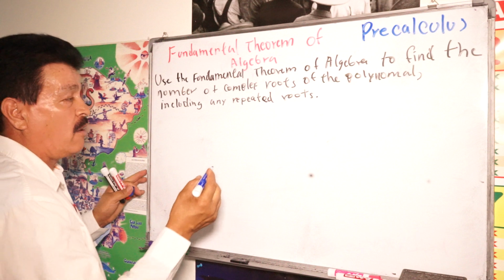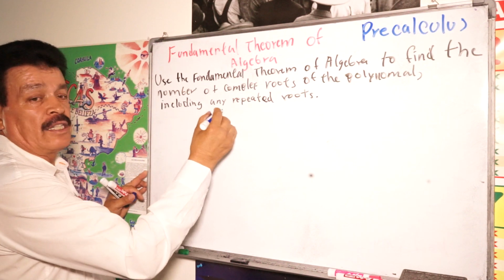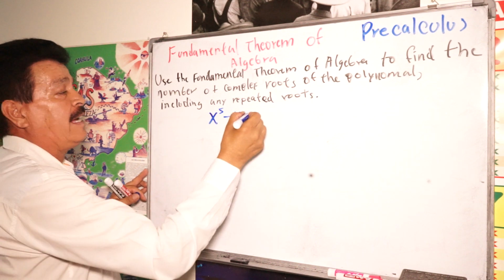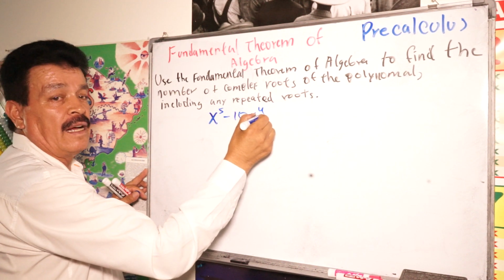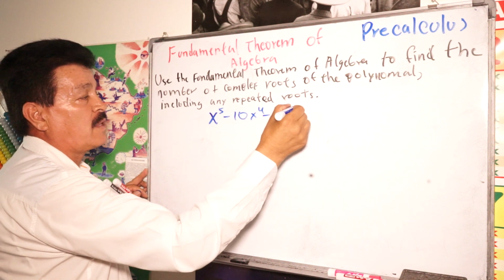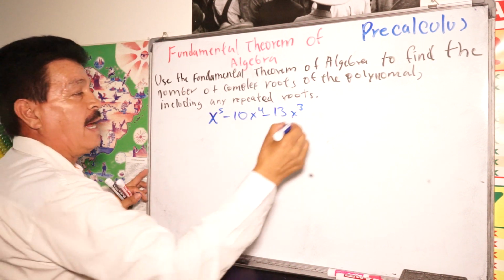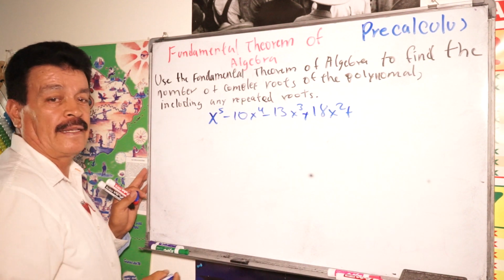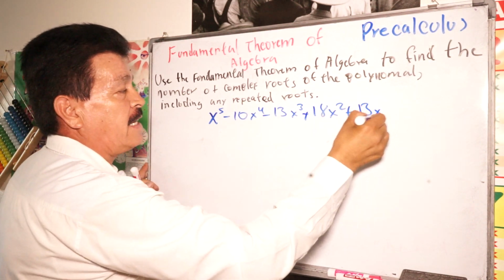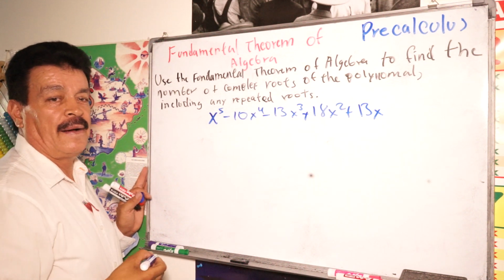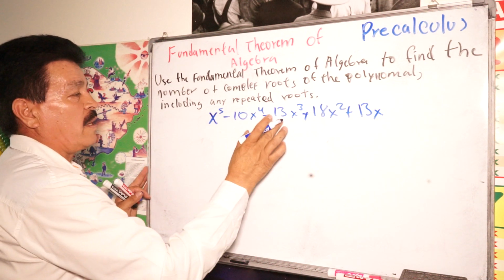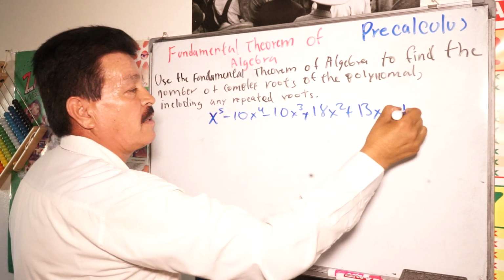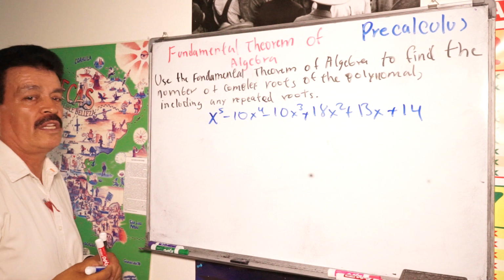Okay, now our problem is x to the 5th power minus 10x to the 4th power minus 13x to the 3rd power plus 18x to the 2nd power plus 13x plus 14. All right, this is our polynomial.